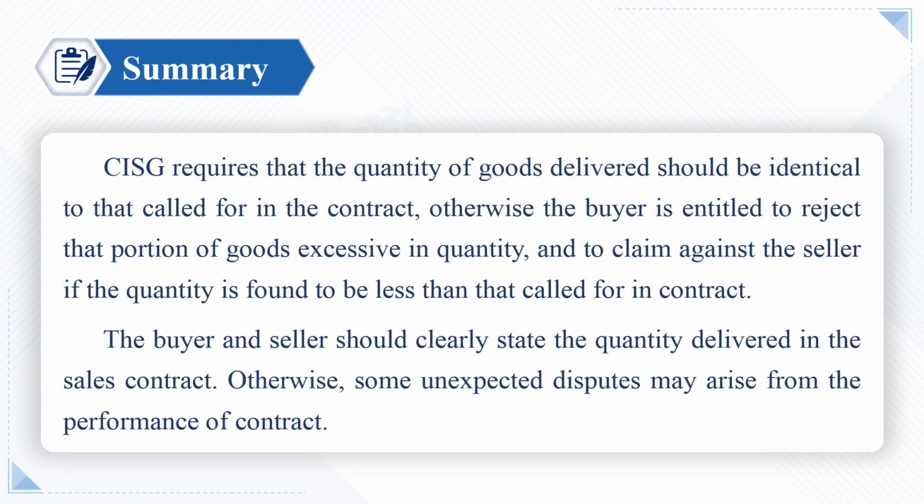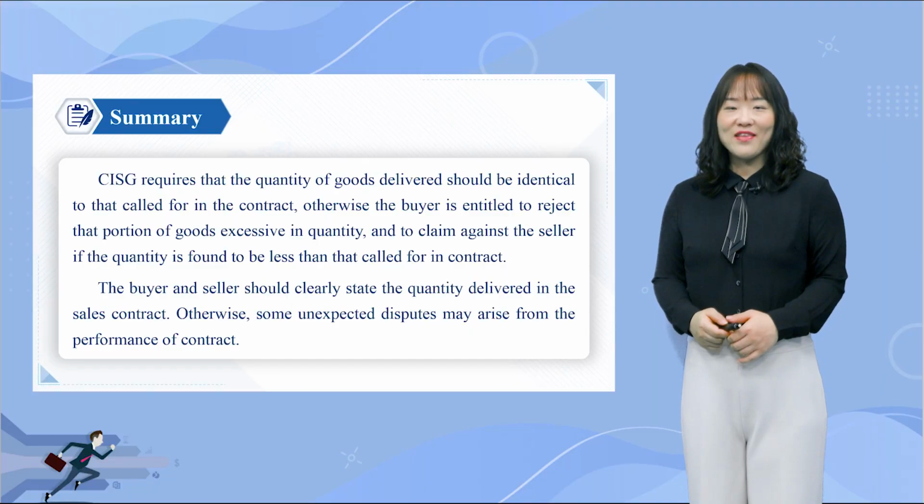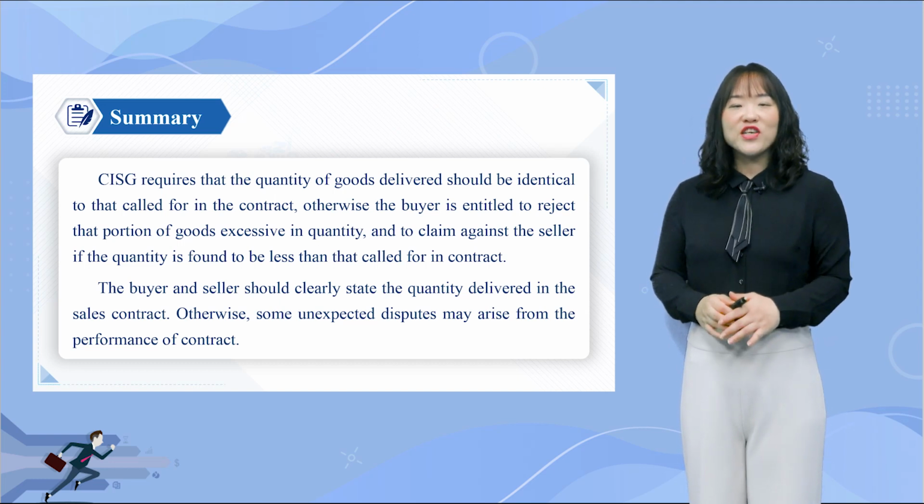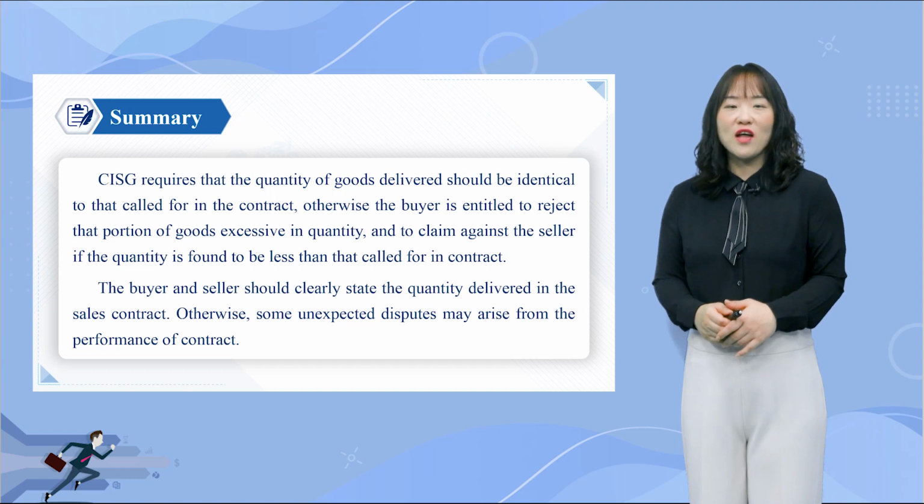CISG requires that the quantity of goods delivered should be identical to that called for in the contract. Otherwise, the buyer is entitled to reject that portion of goods excessive in quantity and to claim against the seller if the quantity is found to be less than that called for in contracts. Therefore, the buyer and the seller should clearly state the quantity delivered in the sales contract. Otherwise, some unexpected disputes may arise from the performance of the contract.